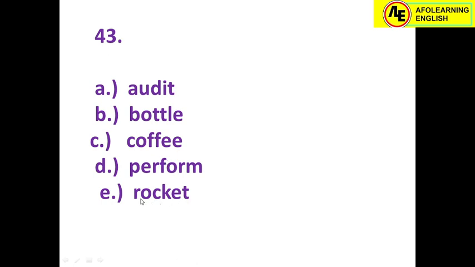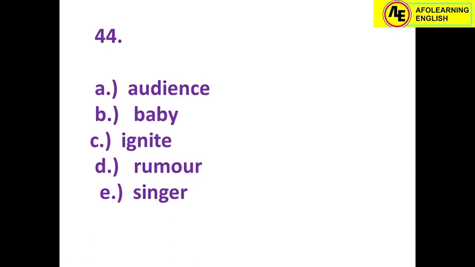Rocket is also a noun, so the primary stress is on the first syllable. So the only option that has a different stress pattern is option D, because it carries the primary stress on the second syllable. Number 44, audience.